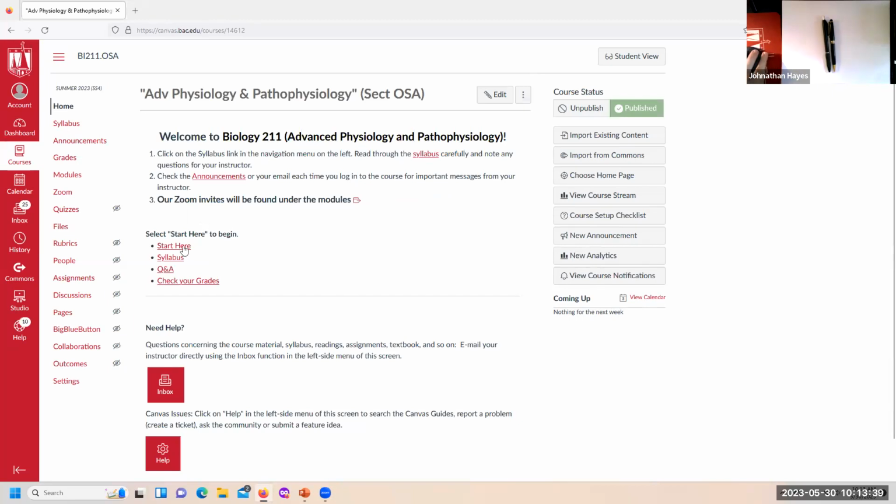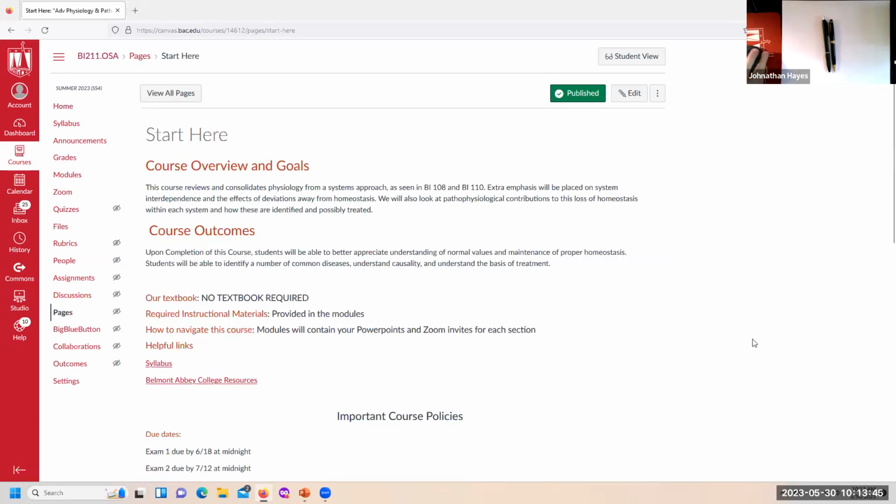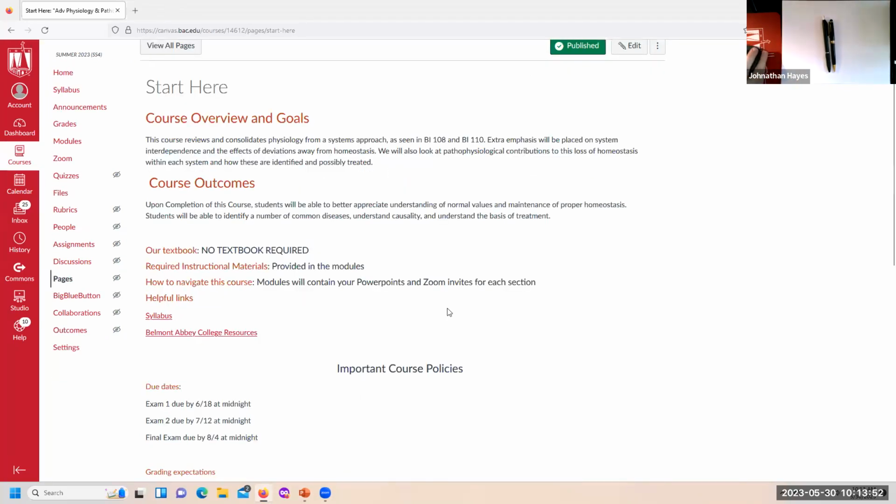So again, start here. It's really not going to be much different than what we're seeing here on the home page. Let me just go ahead and click on it real fast. Again, these things were already highlighted. I was just copying and pasting from the syllabus wherever it told me to put these things. I'm just going to point out some important topics here. We're not going to read through all of it, but textbook: there's no textbook required.